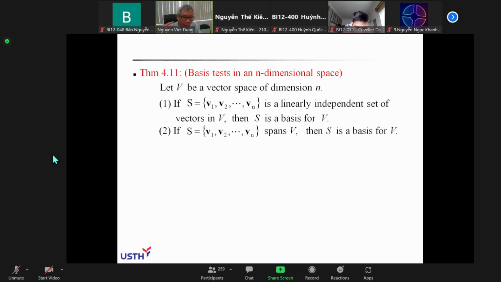Now we consider a set S of n vectors v1, v2, up to vn. Now you need to verify only one condition. If S is linearly independent, then S must be a basis. Or if S is a spanning set for V, then again S must be a basis for V.